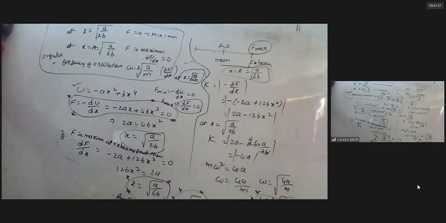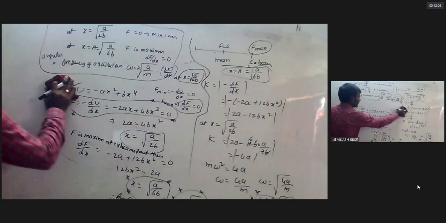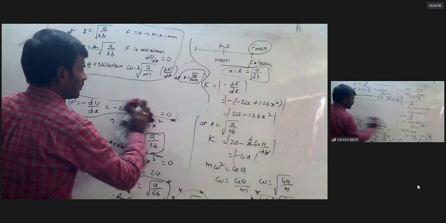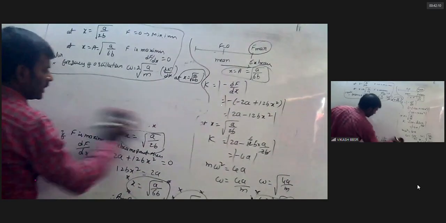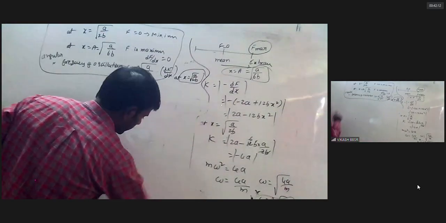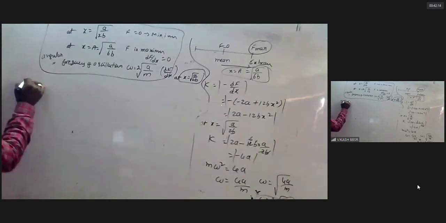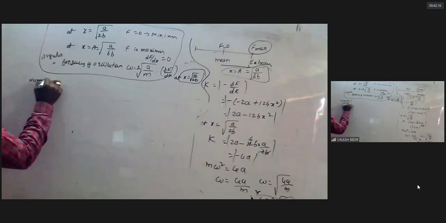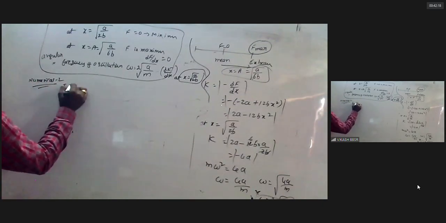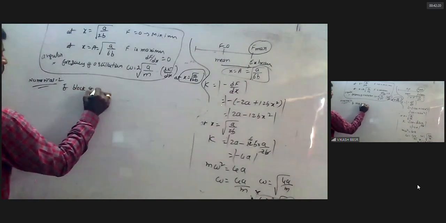I have written. Good. Now you see another model, another model, simple and important. Number 2. Block of mass M.